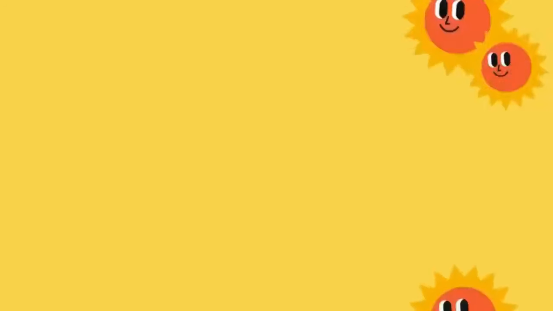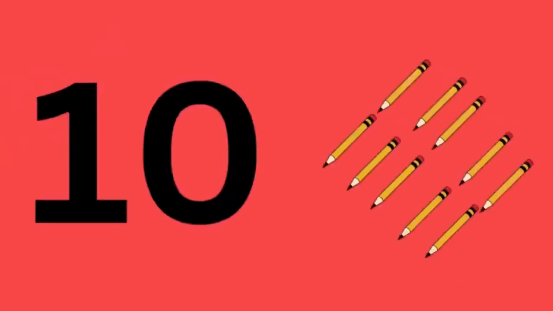One apple. Two balls. Three rainbows. Four cats. Five suns. Six flowers. Seven clocks. Eight pandas. Nine pumpkins. 10 pencils. 1, 2, 3, 4.